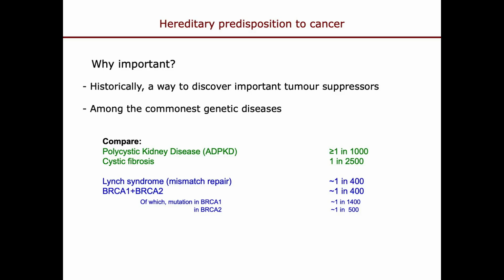Compare these figures with the figures for the common cancer syndromes that we know about. Lynch syndrome, which is a defect in mismatch repair, mostly mutations in MLH1 and MSH2, comes in at about 1 in 400 in the UK population. And the incidence of BRCA1 plus BRCA2 mutations together comes in at about the same, 1 in 400. Of these, mutations in BRCA1 is about 1 in 1,400, and mutations in BRCA2 is about 1 in 500.